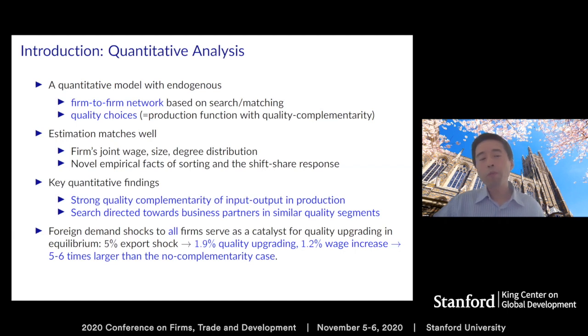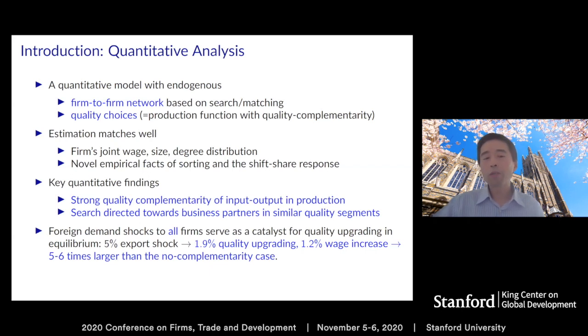We'll put this model structurally to the data, and our estimation will match well all the firms' joint wage, size and their degree, meaning the number of suppliers and the customer distribution. We'll also be able to match the novel facts already mentioned in the previous slides in terms of their sorting in the network, and also the shift-share response to the export market shocks. The key quantitative takeaway here is that we do find there's a strong quality complementarity in the firm's input and output production network. They also tend to search for business partners in a similar quality segment.